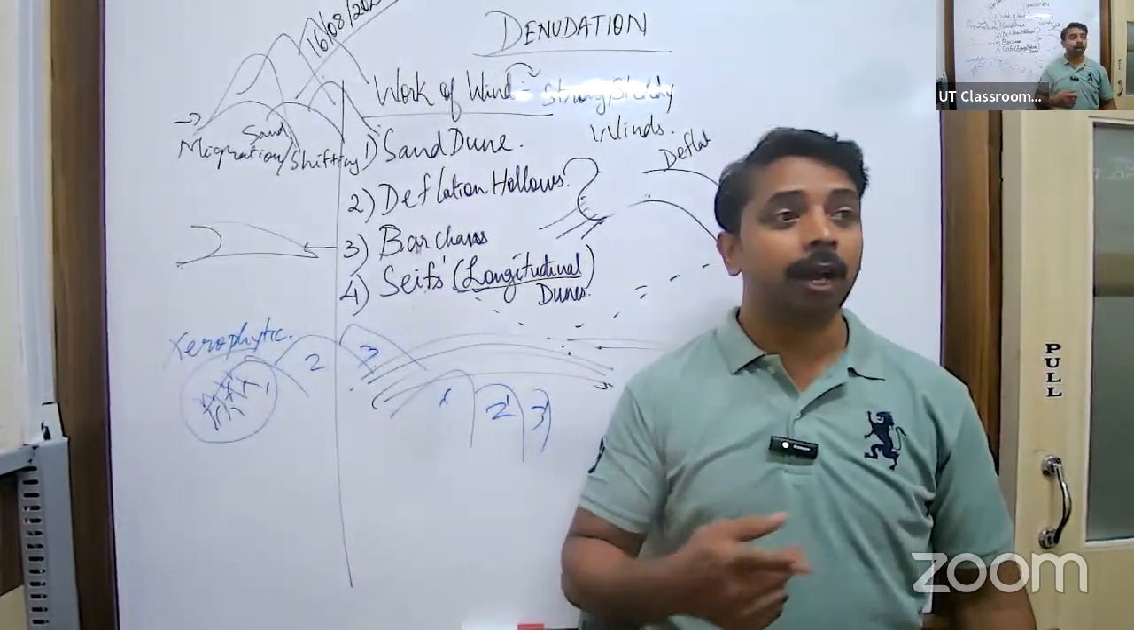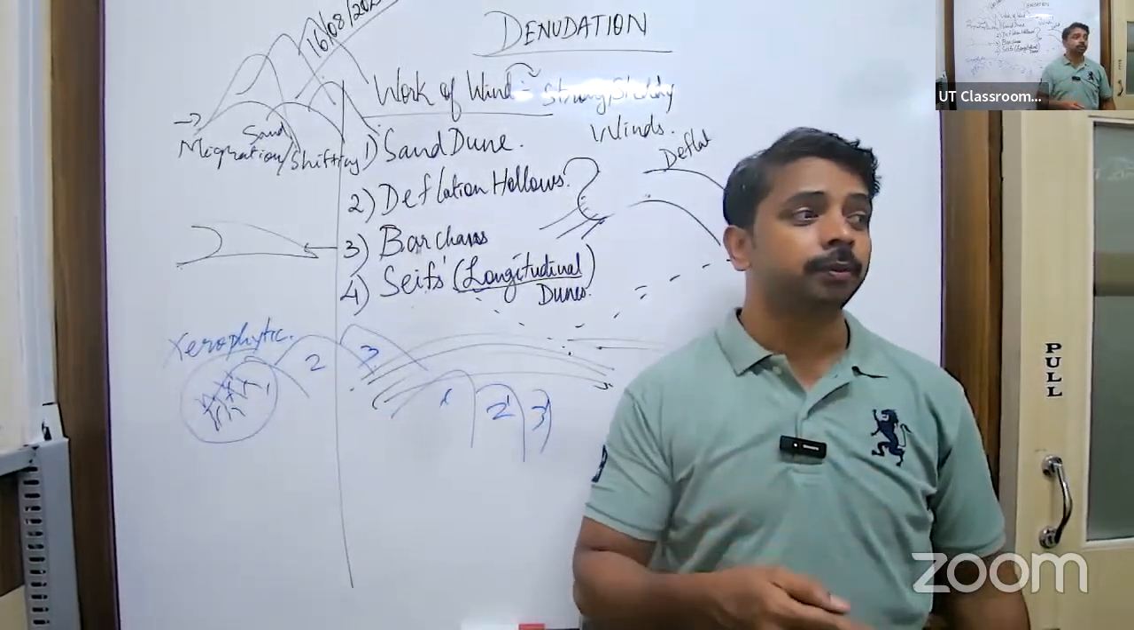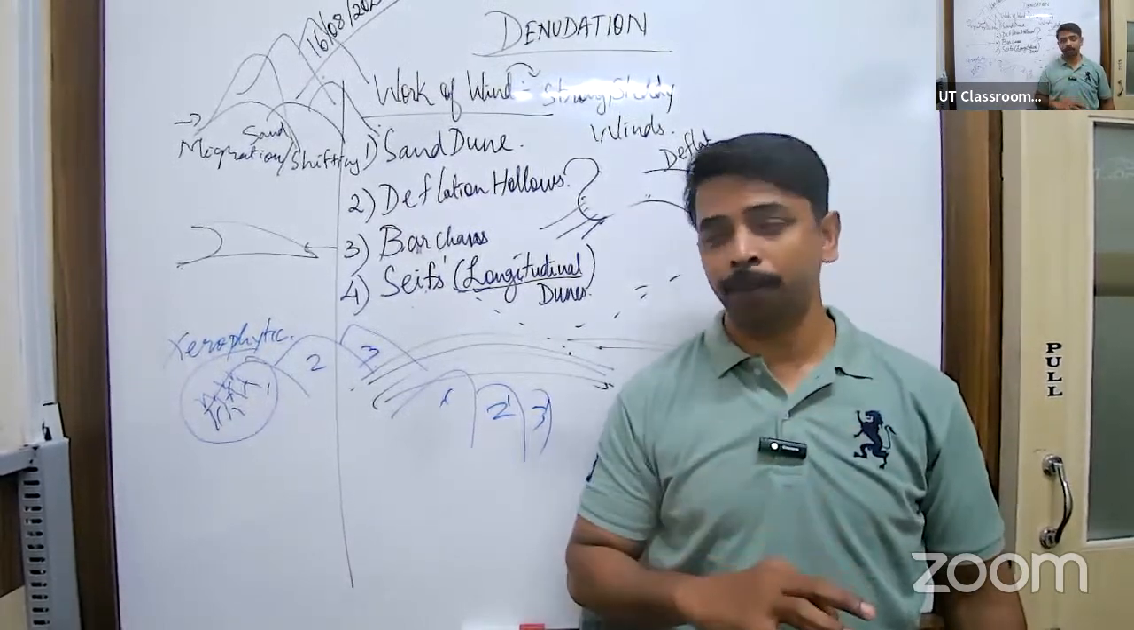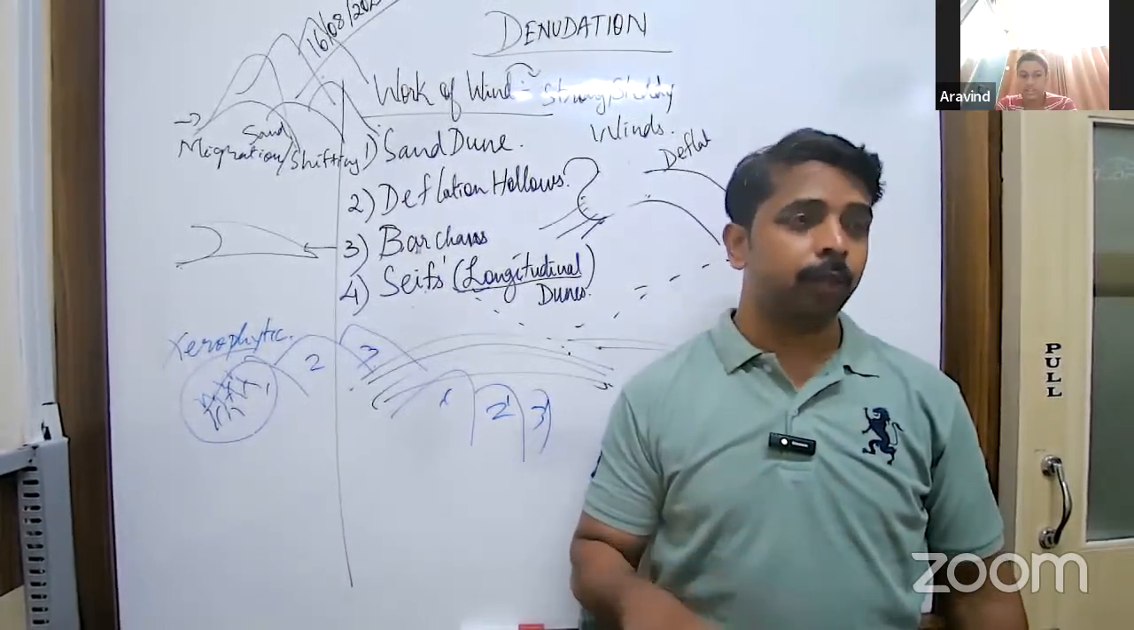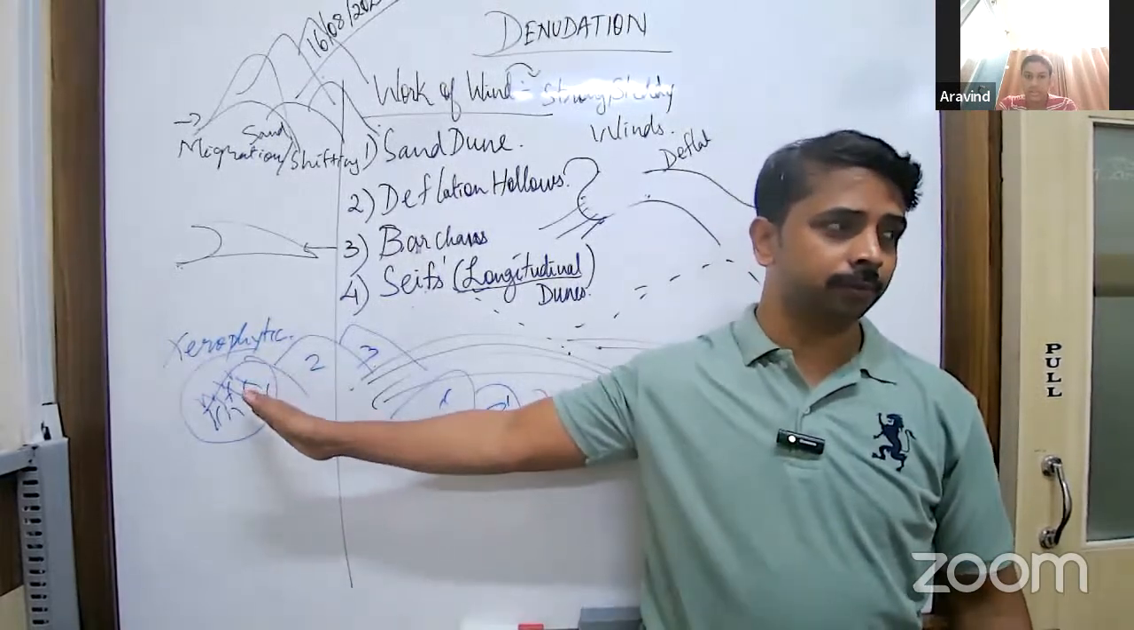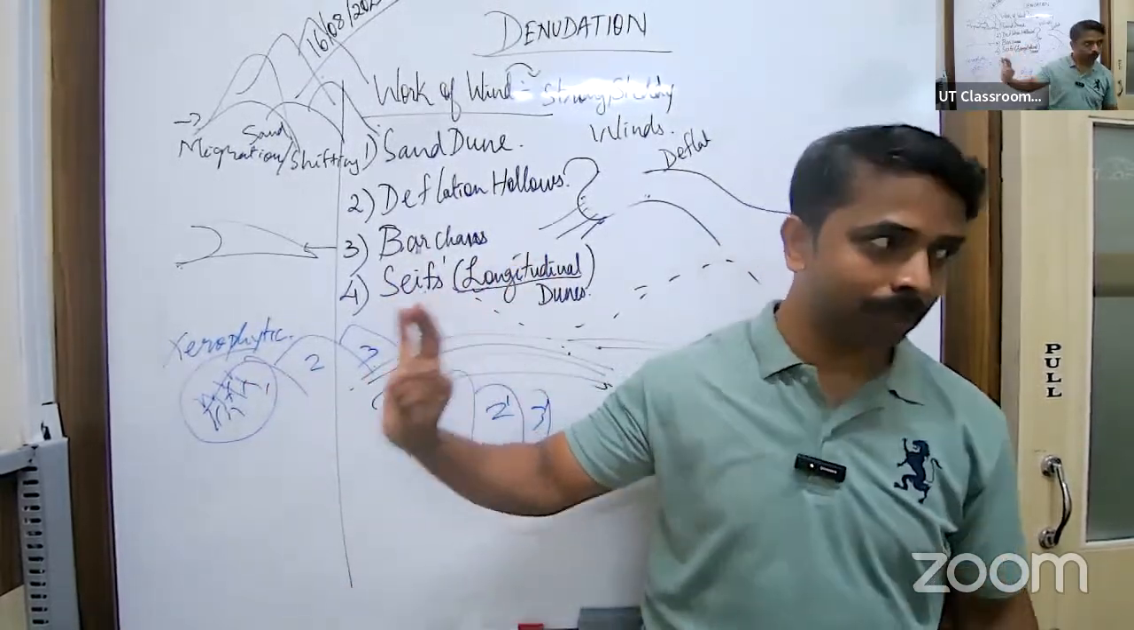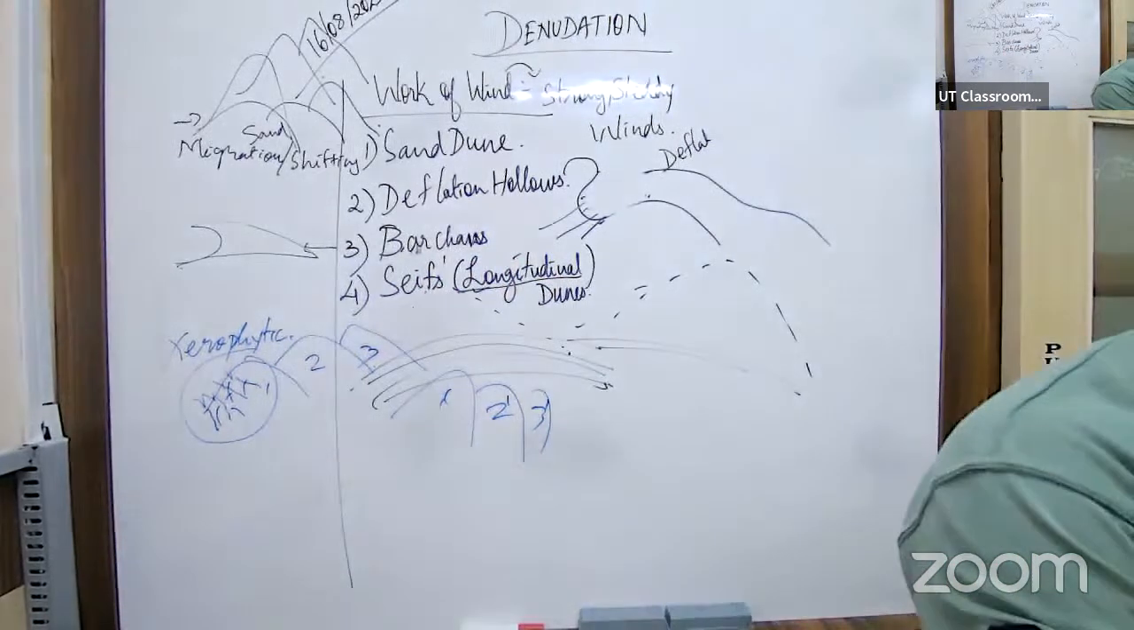Plants. But which fixation? Sand dune fixation. Everyone repeat: sand dune fixation. Using which plants? Xerophytes. Cacti is one example. Correct. Let's proceed.